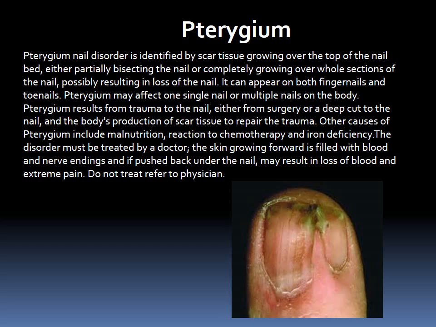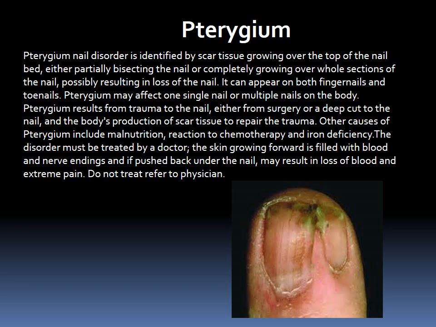Pterygium. Pterygium nail disorder is identified by scar tissue growing over the top of the nail bed, either partially bisecting the nail or completely growing over the whole section of the nail, possibly resulting in the loss of the nail. It can appear on both fingernails and toenails. Pterygium may affect one single nail or multiple nails on the body.